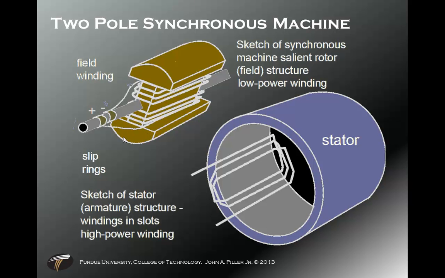But again, I want to show you we have slip rings on this field winding. Field winding is in the middle. Stator is on the outside. The armature is on the stator. The field winding is on the rotor. So this is a rotating field layout.